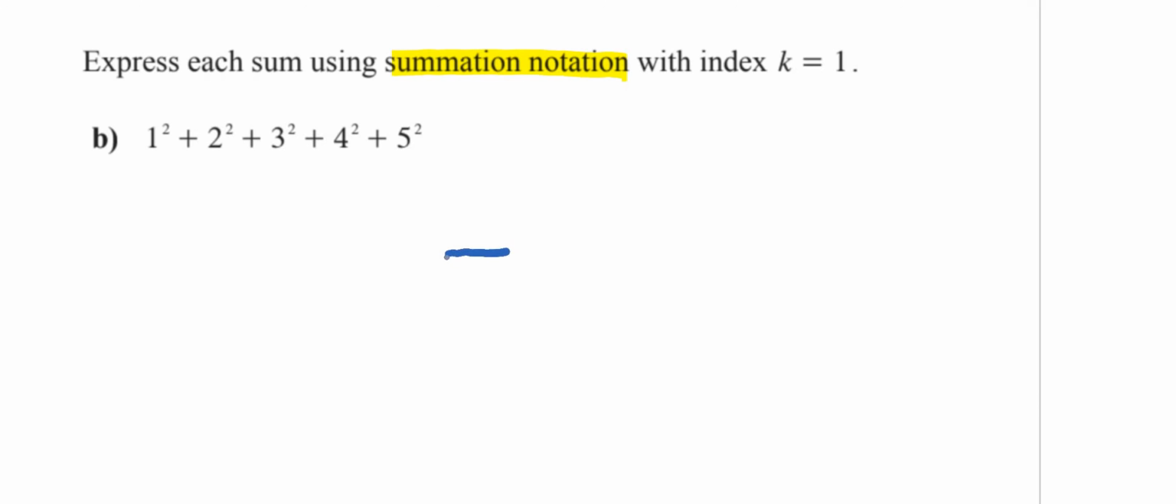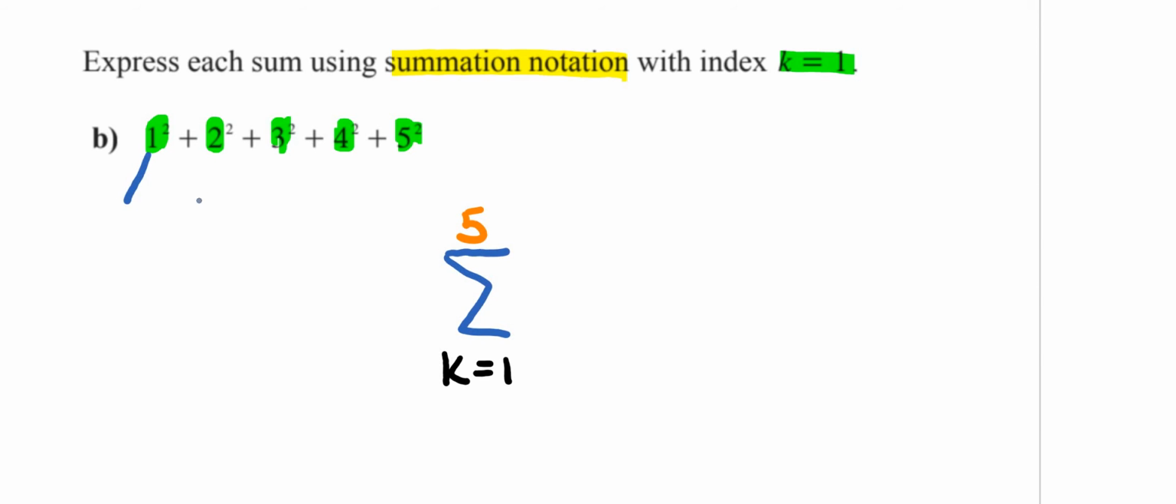So I need to use the sigma symbol here. And I know that the index starts with k equals 1, so k would equal 1. And now I have 1, 2, 3, 4, 5 terms, so I need a 5 at the top here. And this one isn't too bad because here's a 1, here's a 2, here's a 3, here's a 4, here's a 5.